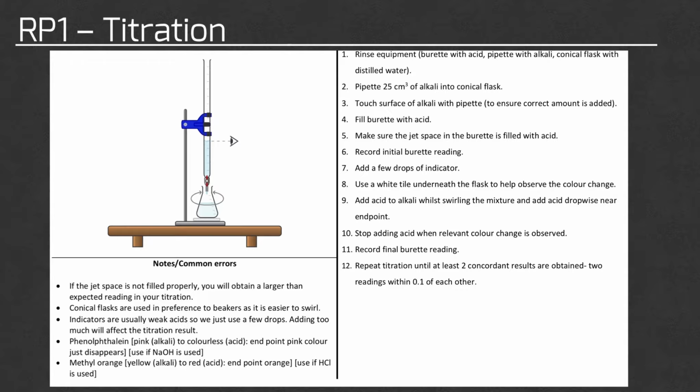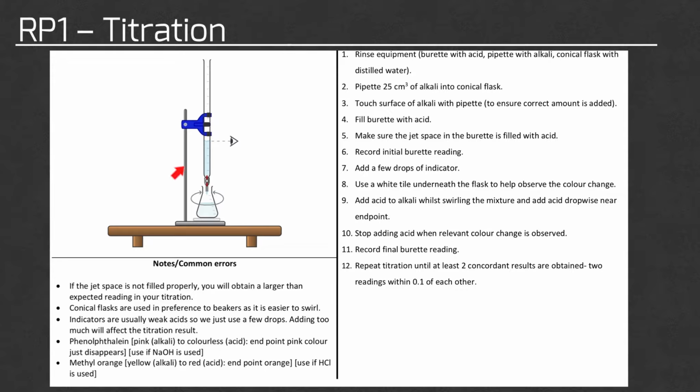You'll then fill your burette with the acid, making sure the jet space, which is the space around the tap, is filled with the acid. You could get an incorrect reading if you do not do this. You then record your initial burette reading, so the volume shown on the burette, and add some indicator to your conical flask. Using a white tile underneath your conical flask will help you observe the colour change taking place.